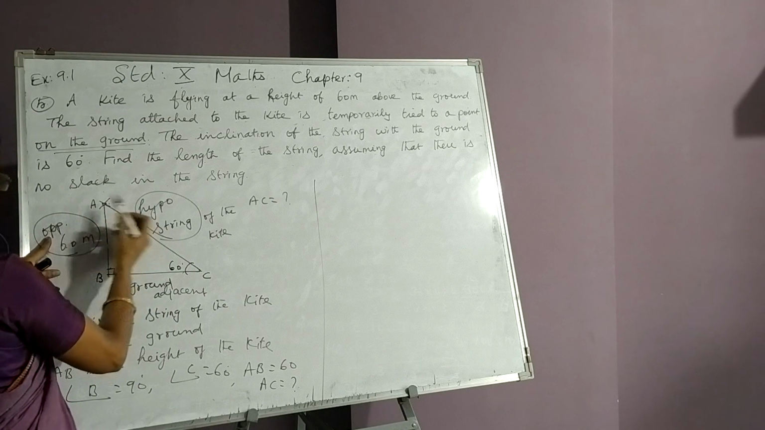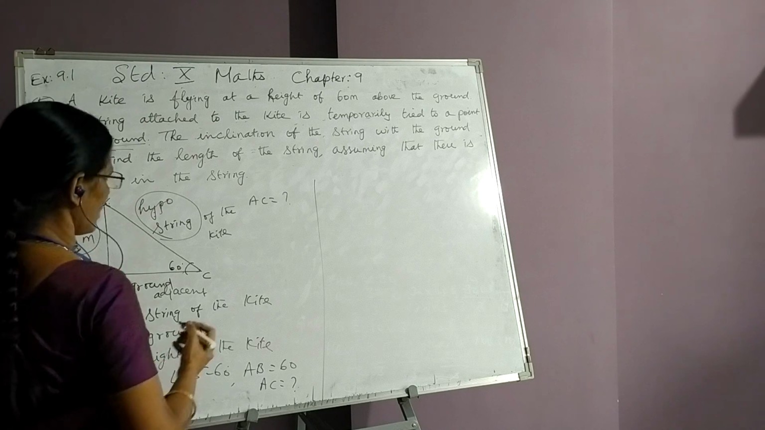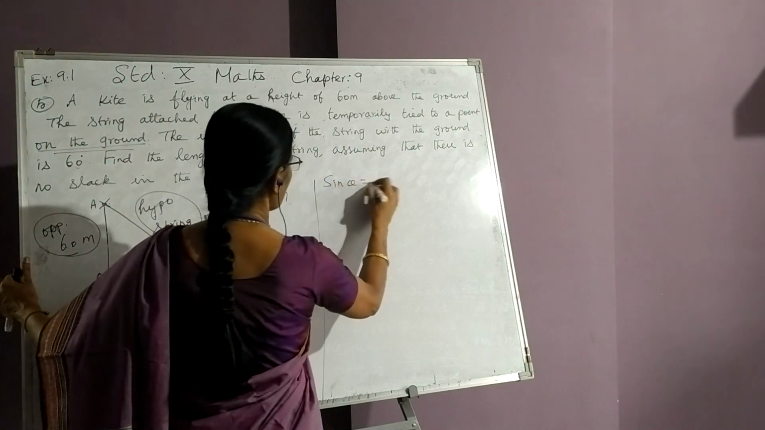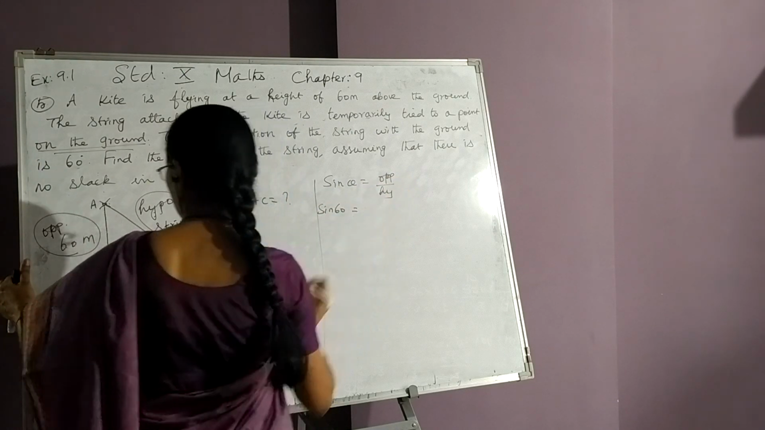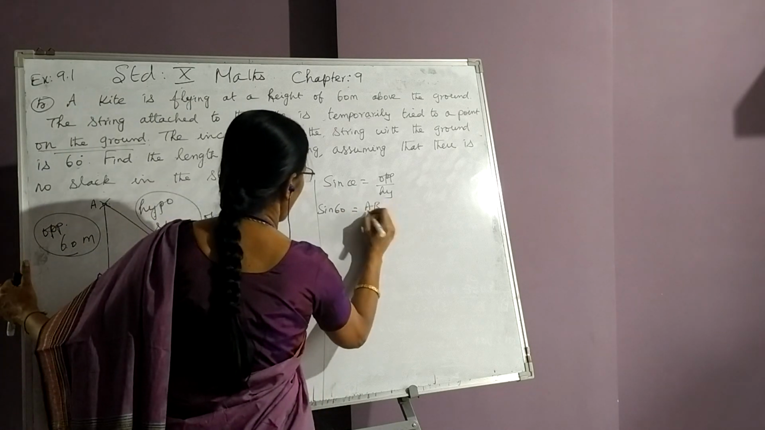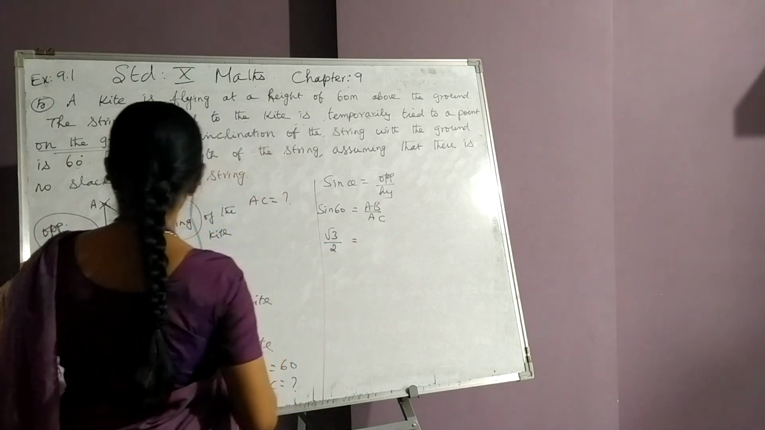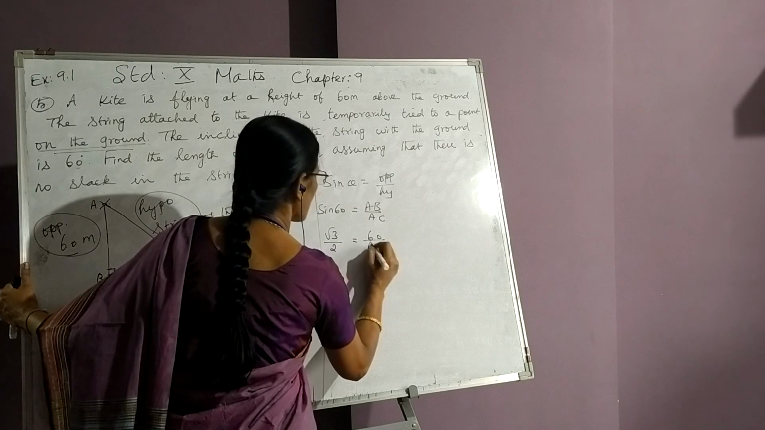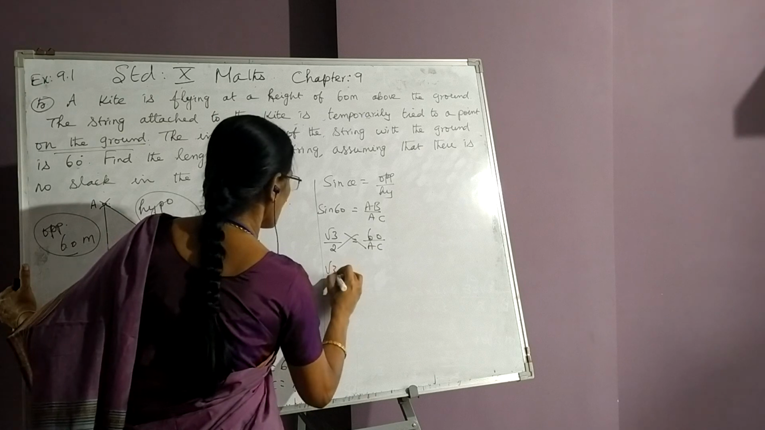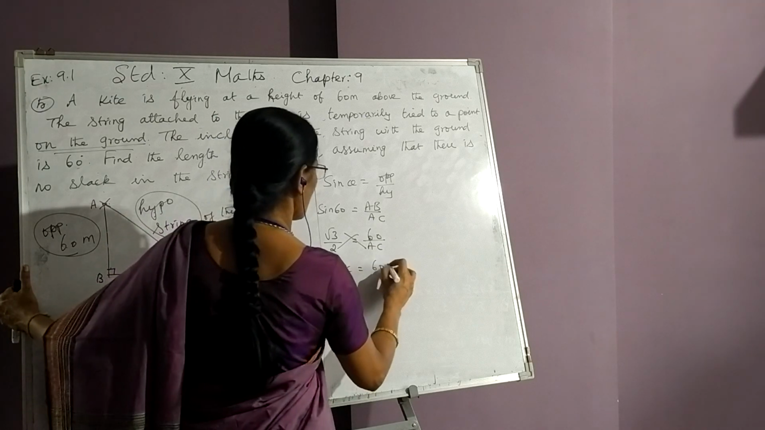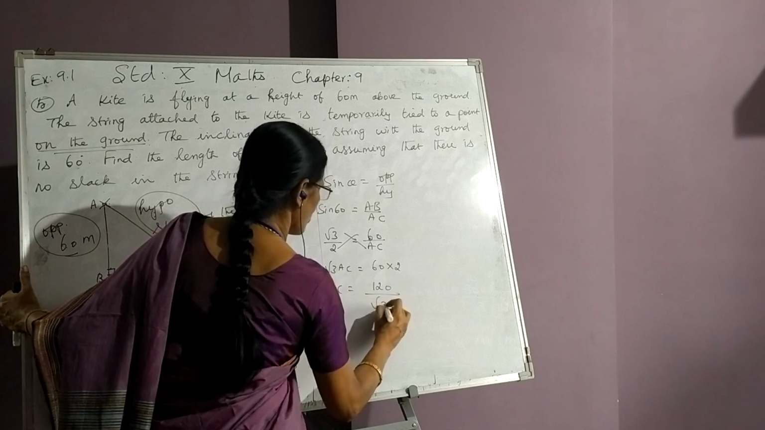So the ratio relating opposite and hypotenuse is which ratio? Sine ratio. Therefore, we are going to find out sine theta. We know sine theta is opposite upon hypotenuse. Theta given is 60 degree. Opposite is AB. Hypotenuse is AC. Sine 60 is √3 upon 2. AB is 60. AC we are finding. Cross multiplying, we get √3 AC equal to 60 into 2. AC is 120 upon √3.